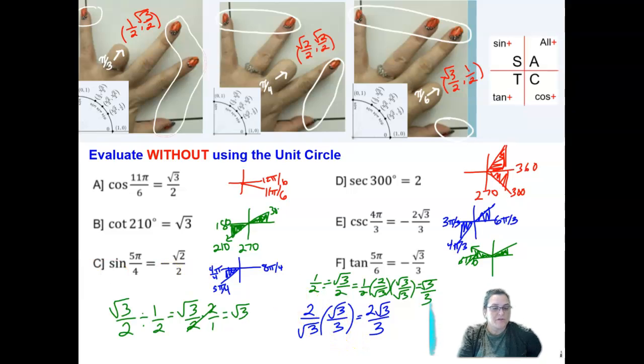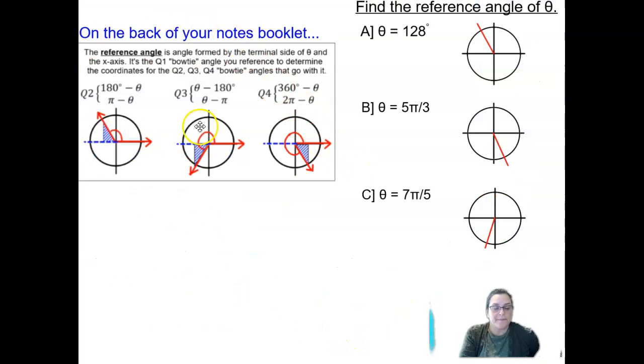So if we turn to the back of the notes booklet, this is just a reminder of what a reference angle is. We talked about them in our last notes for the unit circle a little bit, but we're just going to formalize the definition of a reference angle here. So a reference angle is formed by the terminal side of theta and the x-axis. It's the quadrant 1 bow tie angle that you reference to determine the coordinates for the other angles in quadrants 2, 3, and 4 that correspond.